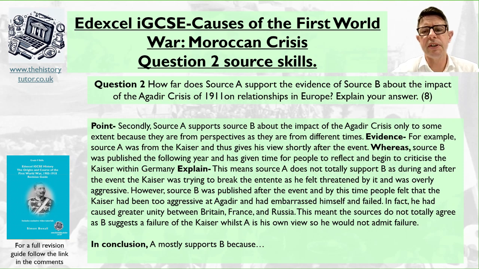However, source B was published after the event. By this time, people felt that the Kaiser had been too aggressive at Agadir and had embarrassed himself and failed. In fact, it caused greater unity between Britain, France and Russia. This meant the sources do not totally agree, as B suggests it was a failure the Kaiser was. A is his own view, and he would not admit failure, of course. And then you can conclude. In conclusion, A mostly supports B and round off your idea.